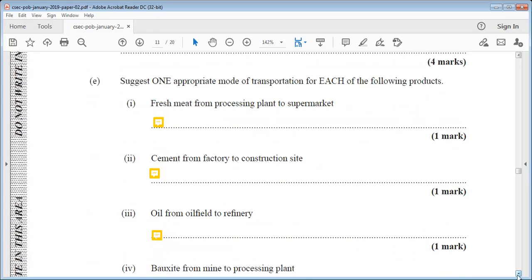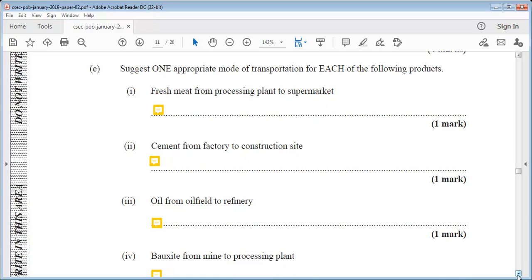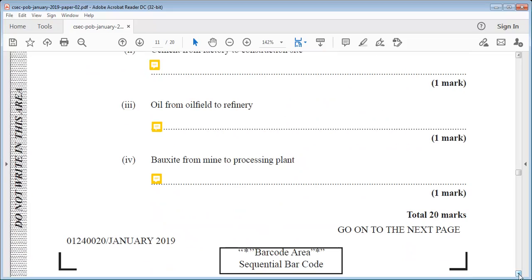The E part says, suggest one appropriate mode of transportation for each of the following products. One, fresh meat from processing plant to supermarket. What means of transportation? We know that is a refrigerated truck. Two, cement from factory to construction site. We know that's a truck. Again, that's the mode of transportation. Three, oil from oil field to refinery. We know that's through pipelines.